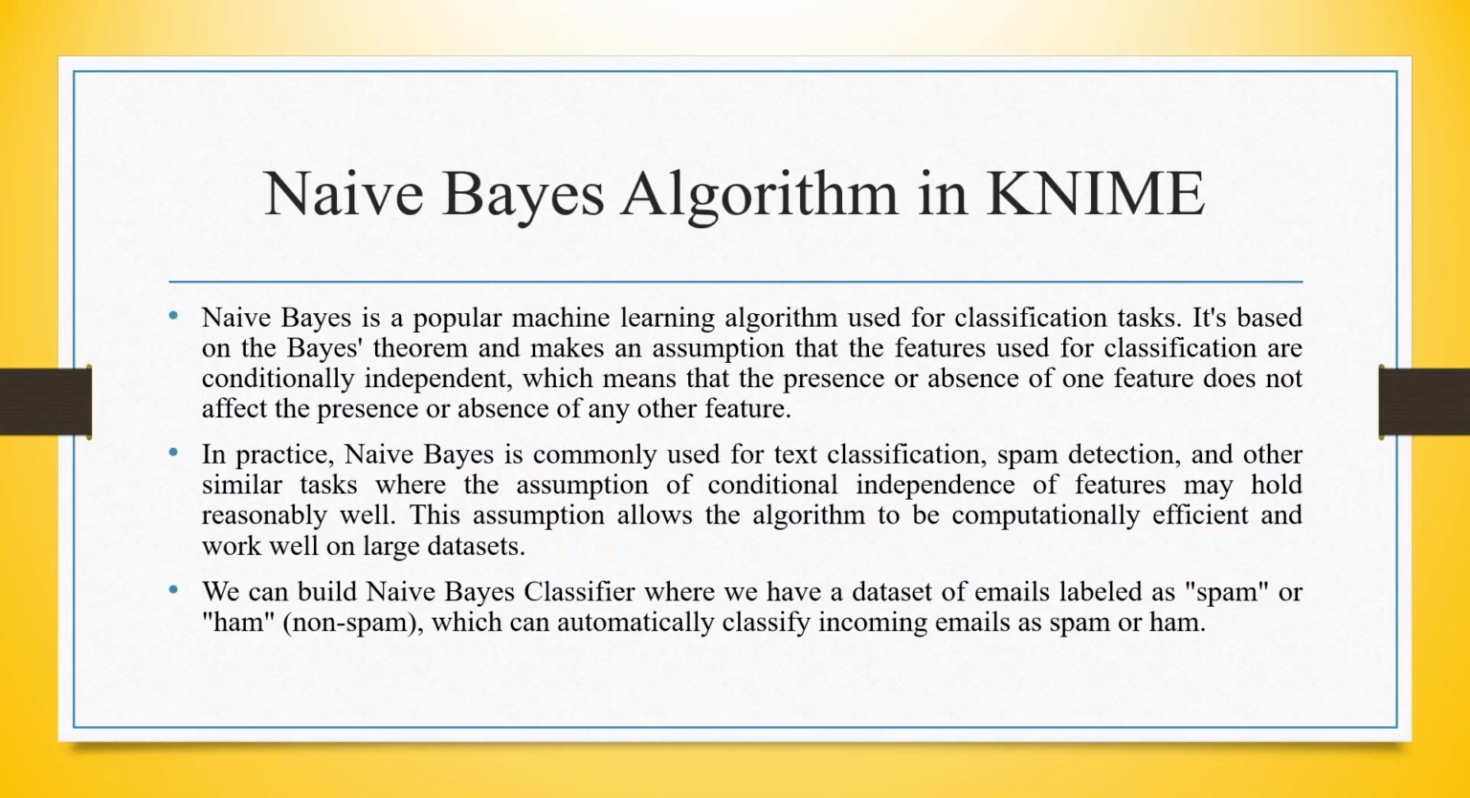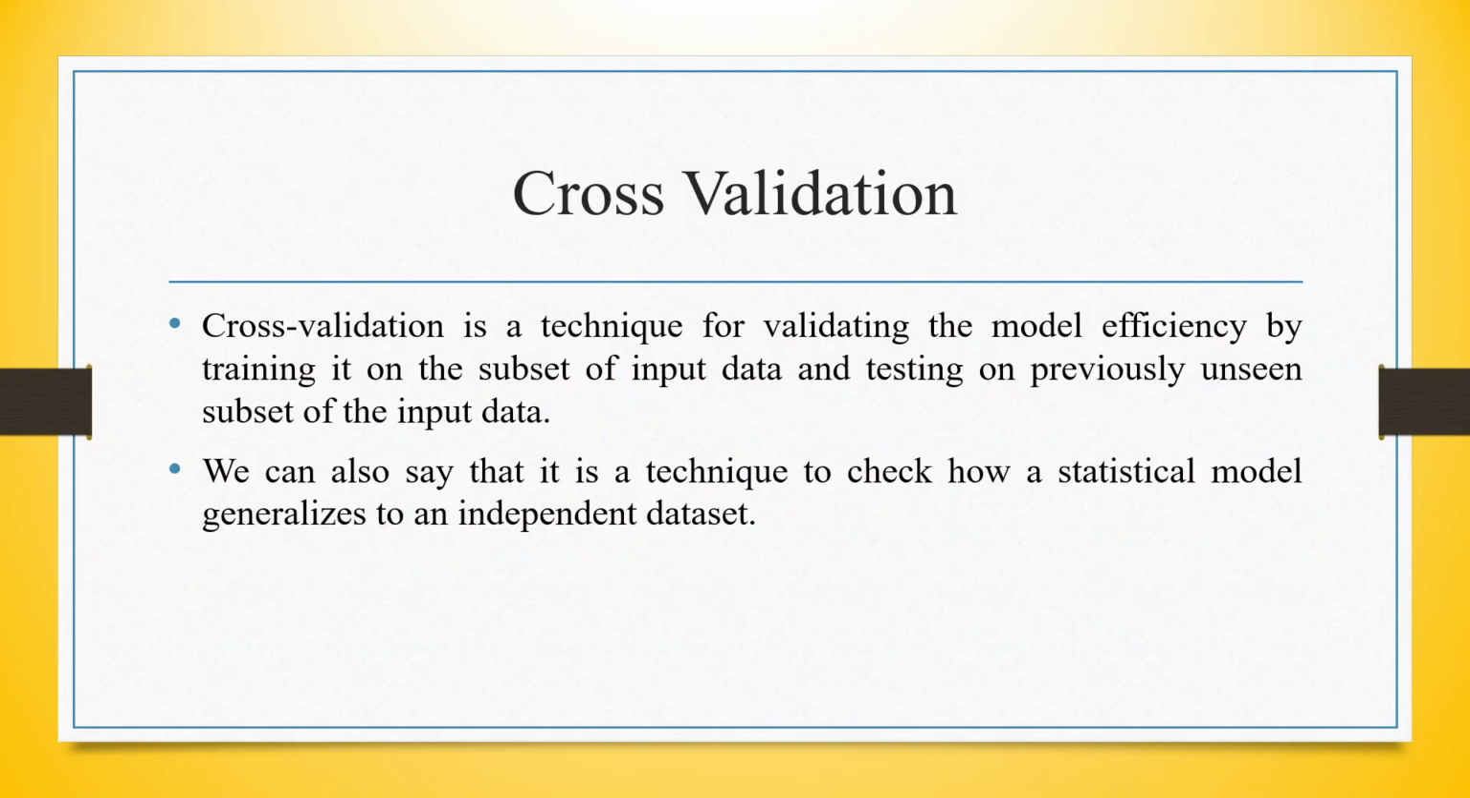In practice, Naive Bayes is commonly used for text classification, spam detection, and other similar tasks where the assumption of conditional independence of features may hold reasonably well. This assumption allows the algorithm to be computationally efficient and works well on large data sets.